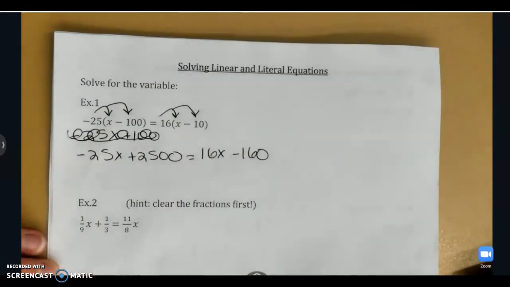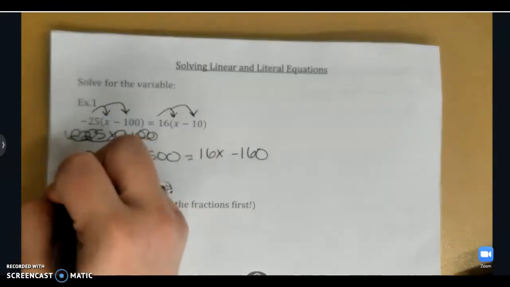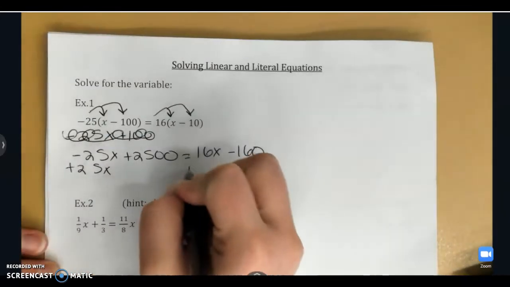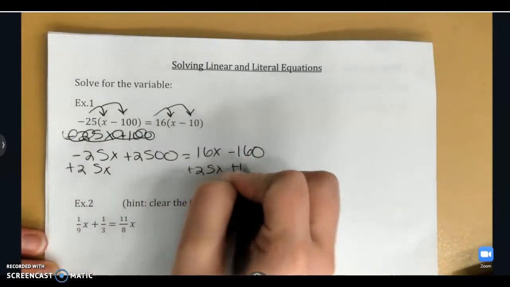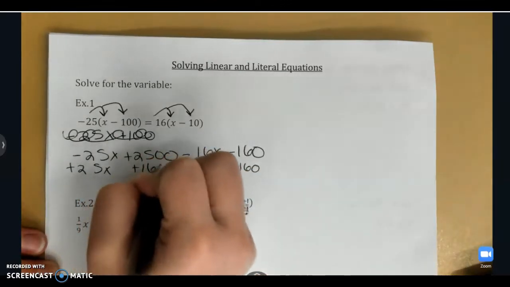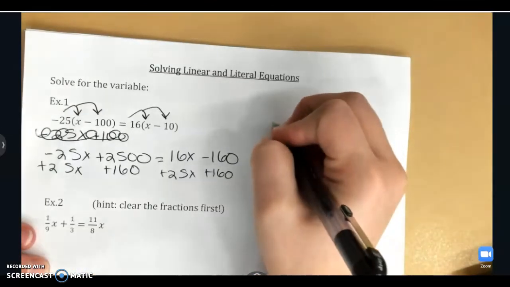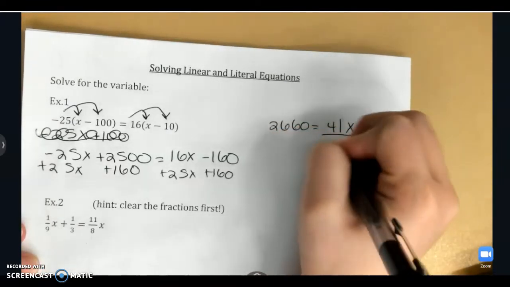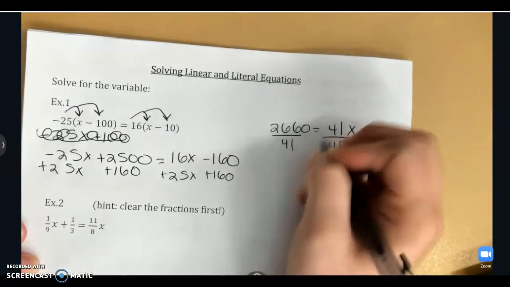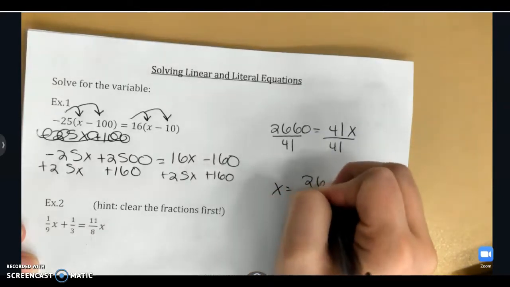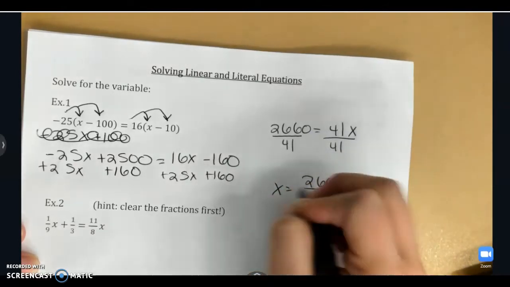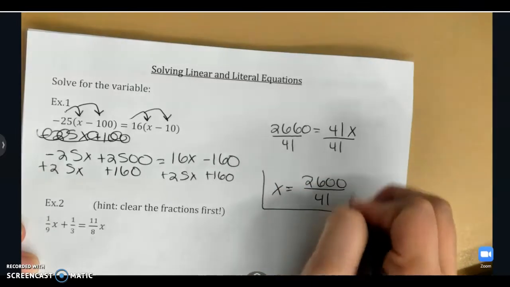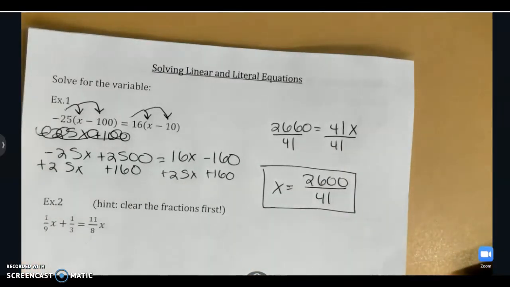Okay. And then just good old basic algebra 1, we're going to get all of our x's on one side, all of our constants on one side, and we get that 2,660 is equal to 41x, divide by 41. And we're just going to leave this as an improper fraction. 41 is a prime number, so we can't reduce this any further. And that is our value of x.